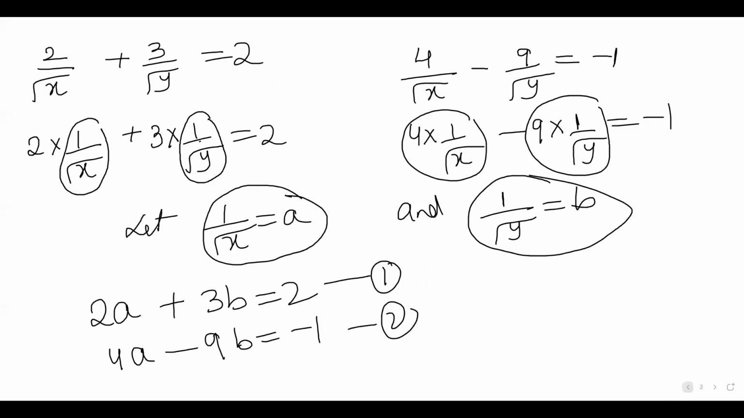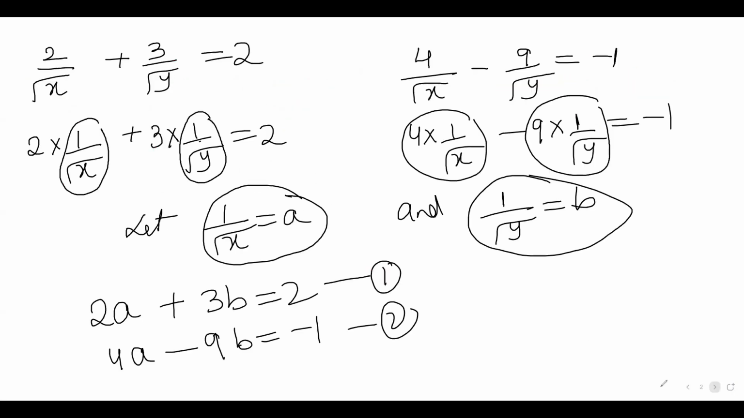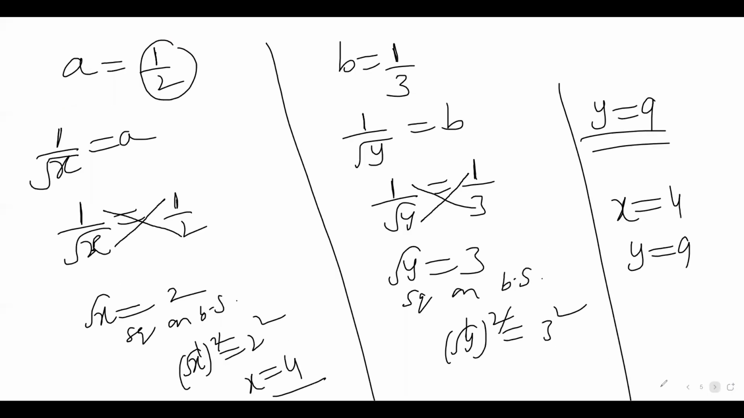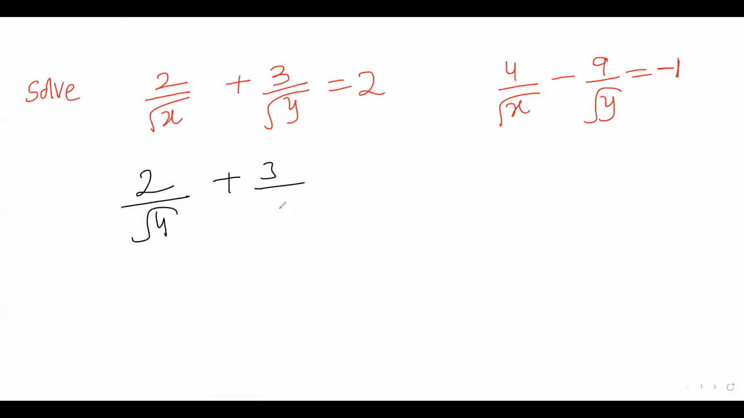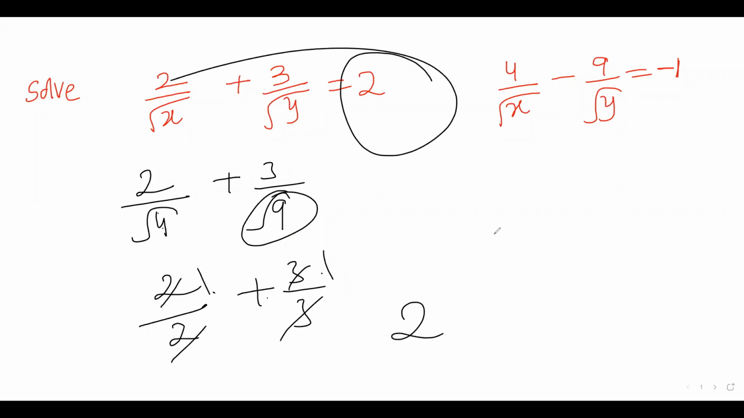I can verify this easily. X is equal to 4. Y is equal to how much? Nine. X is equal to 4, y is equal to 9. I am putting in my first equation. What is the square root of 4? 2. What is the square root of 9? 3. Cancel one time, cancel one time. 1 plus 1 is 2. We got our RHS. Hence our answer is correct.